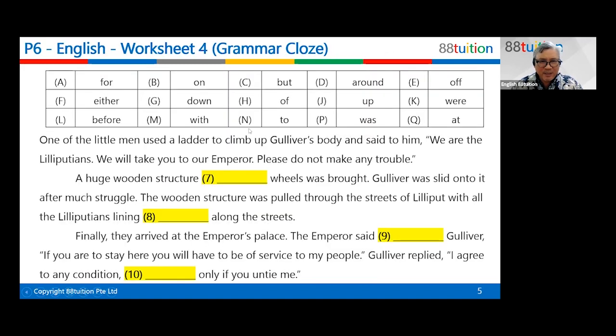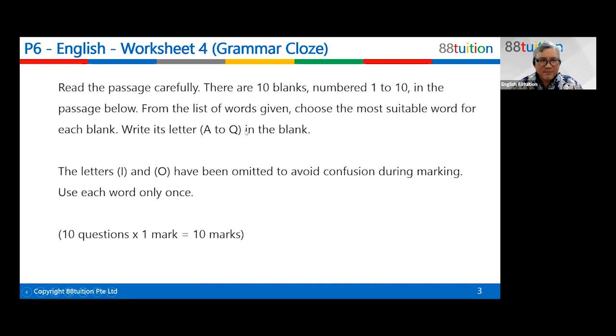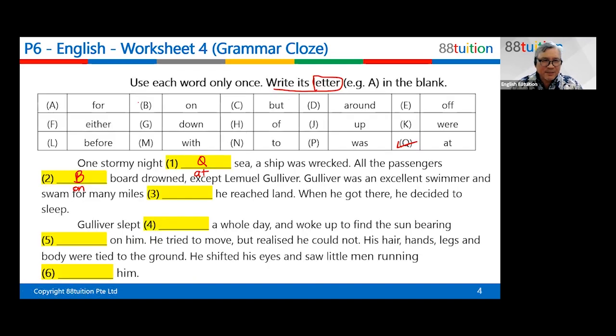Oh dear. Yes, no. Somehow or other, always. Okay, never mind. Now, think of a way to do it. I said the last time. Gulliver was an excellent swimmer and swam for many miles. So what is the answer for number 3? Post your answer. Wow, that was fast.